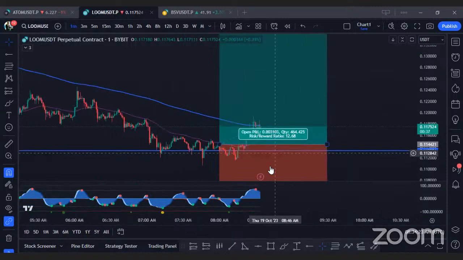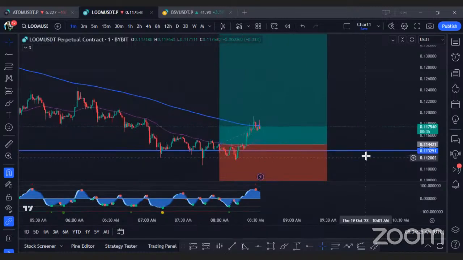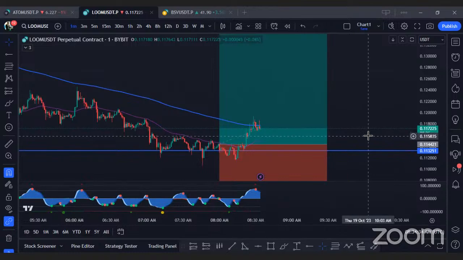Jesus. Anyway, guys, that's enough for today. Monitor your trades, manage your trades very well, and don't get hit, okay? Let it hit your stop loss rather than hitting liquidation.